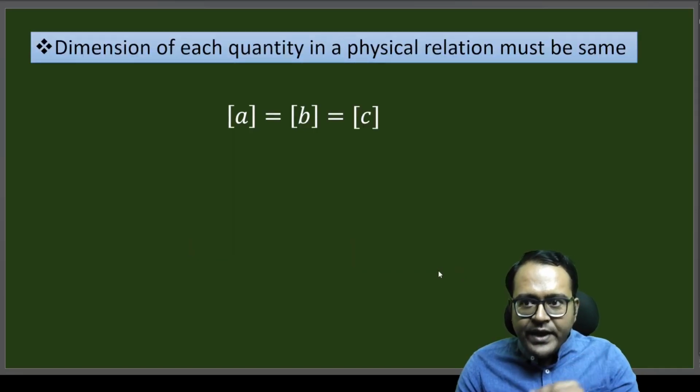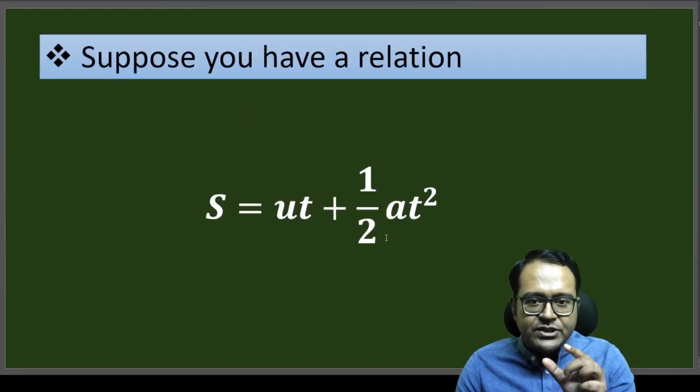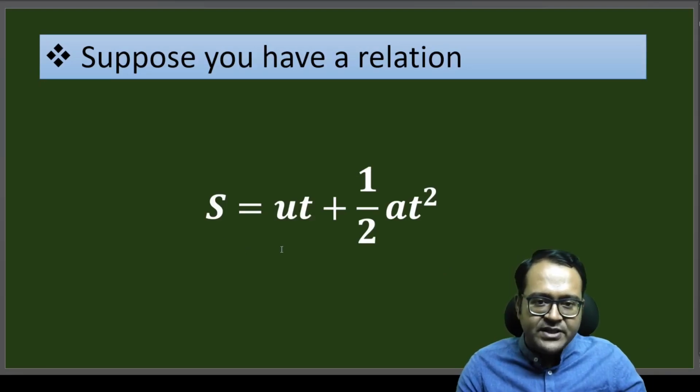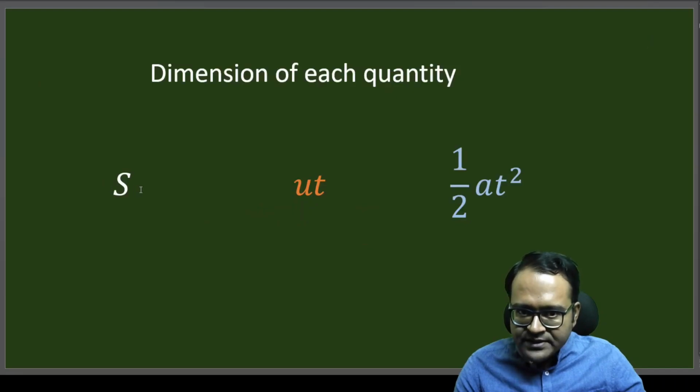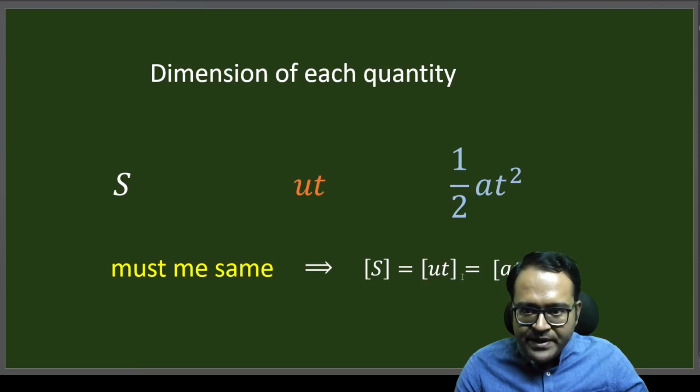If you have an equation in a physical relation, then in each and every term, the dimensions should be same. Say if you have a relation S equals ut plus half of at squared, it's a very familiar relation. So the dimension of S should be equal to dimension of ut. This should be equal to the dimension of at square. That is, each quantity S, ut, and half of at square will have the same dimension.